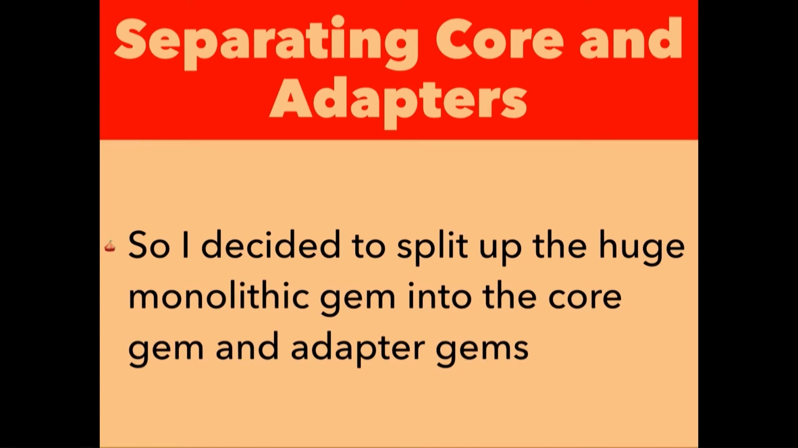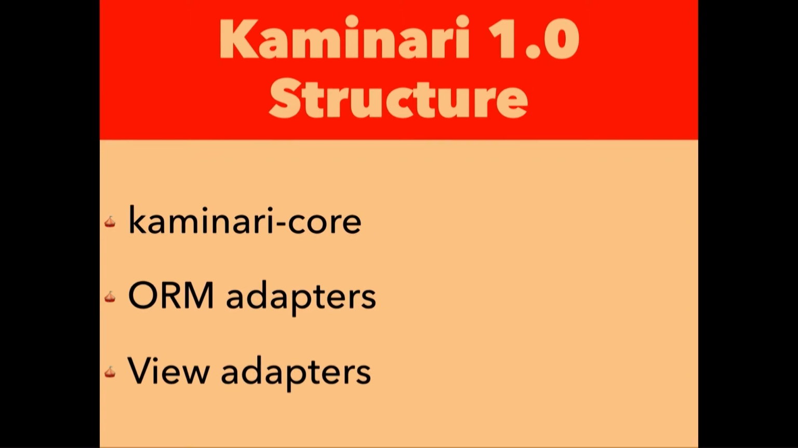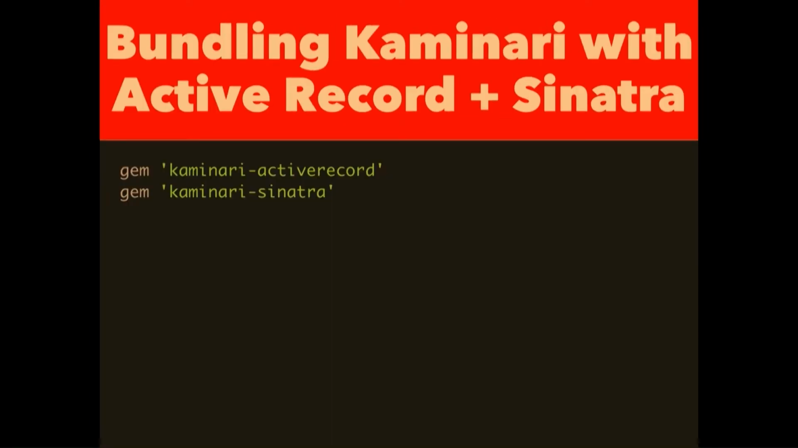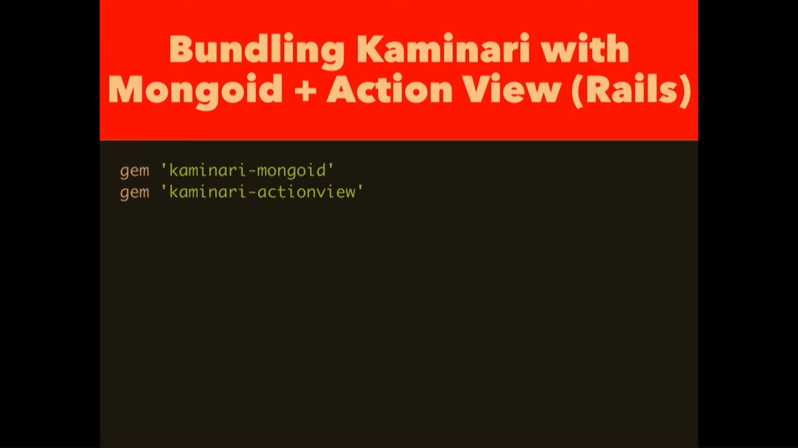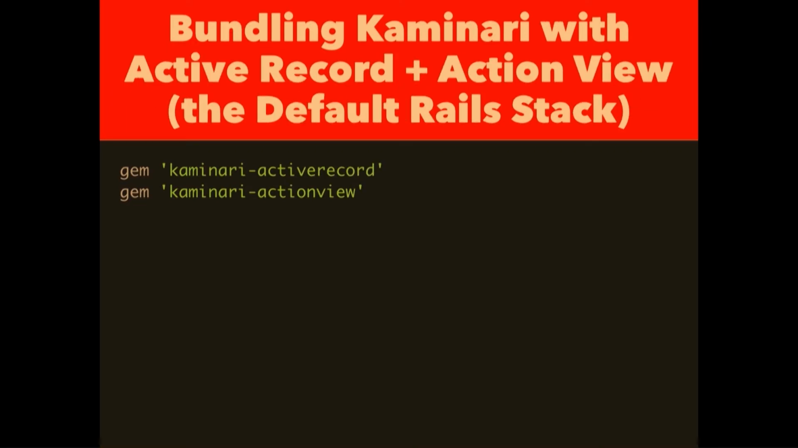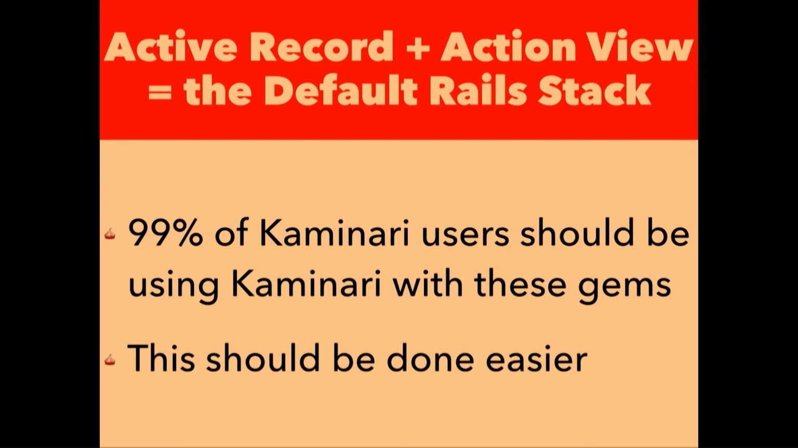So I decided to split up the huge monolithic gem into the core library and the adapters. So this is the structure of next generation Kaminari. These are all separate gems, Kaminari core and DB adapters and view adapters. For example, if you want to bundle adapters for Active Record and Sinatra, your Gemfile will be like this. Here's an example of bundling the Mongoid adapter and the Action View adapter. And here's how you can bundle Action View and Active Record adapters, which is pretty much the default Rails stack. I mean, 99% of you will be using these adapters, right?